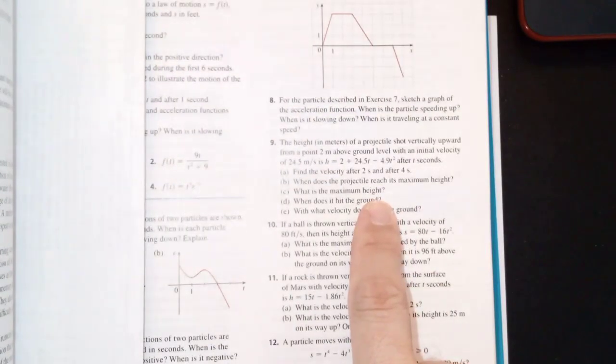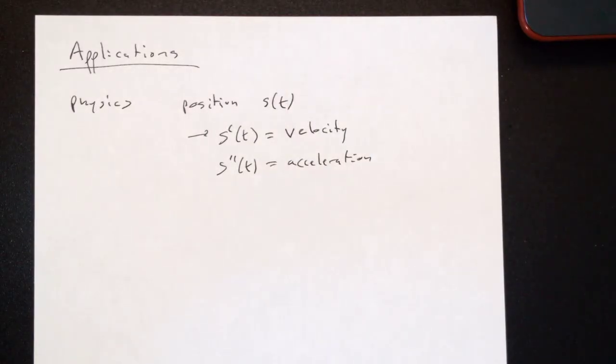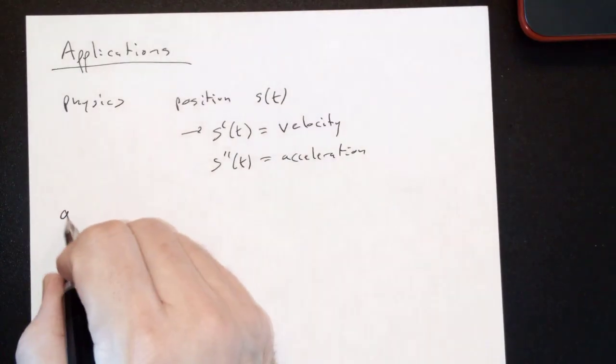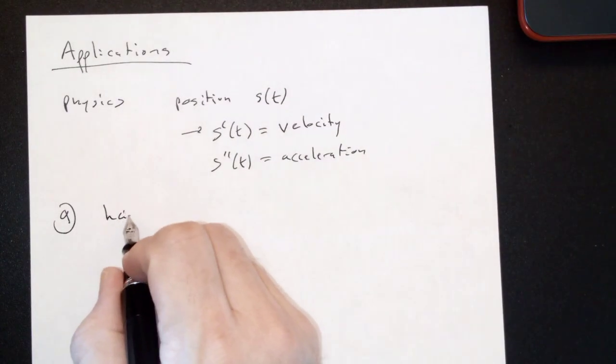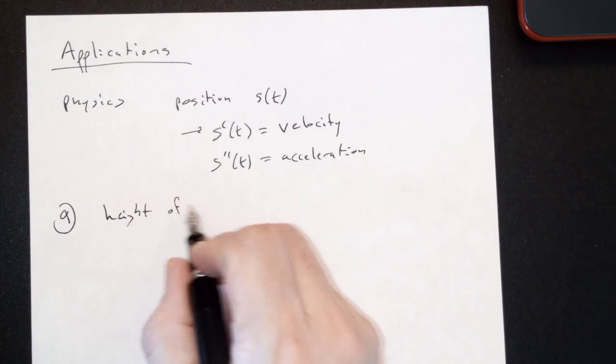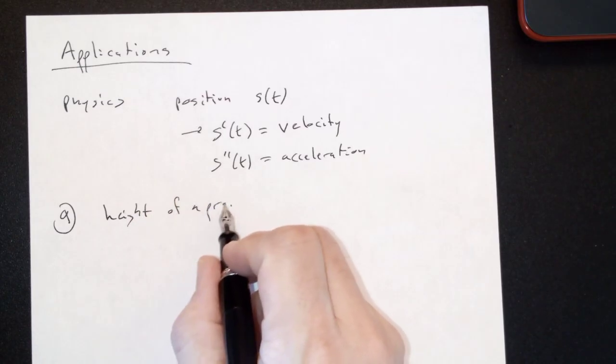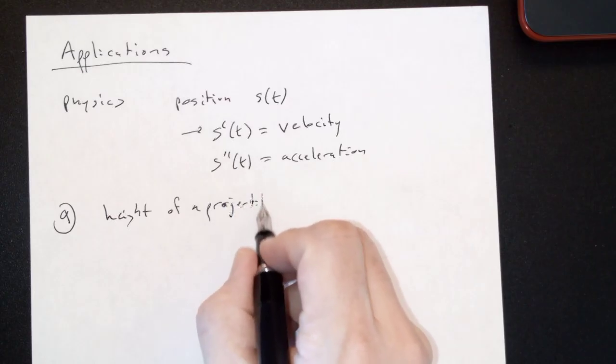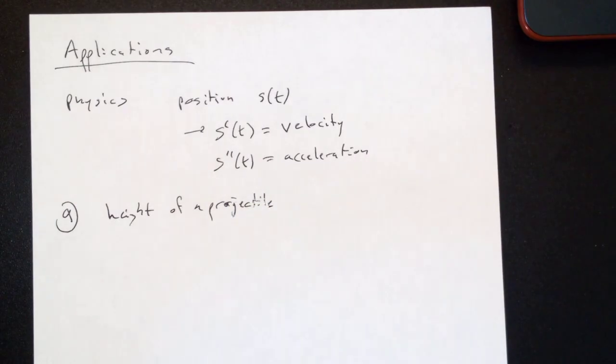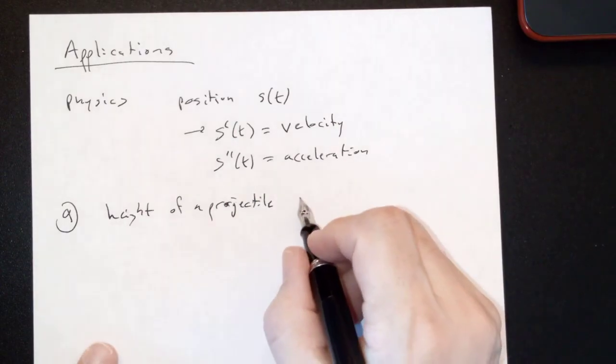Page 235, problem number 9. I'm not even going to make one up. Let's just pull one right out of the book. The height in meters of a projectile shot upward from a point 2 meters off the ground with an initial velocity of 24.5 meters per second is. All right, wait a minute. The height of a particle projectile shot vertically upward from a point 2 meters above the ground.